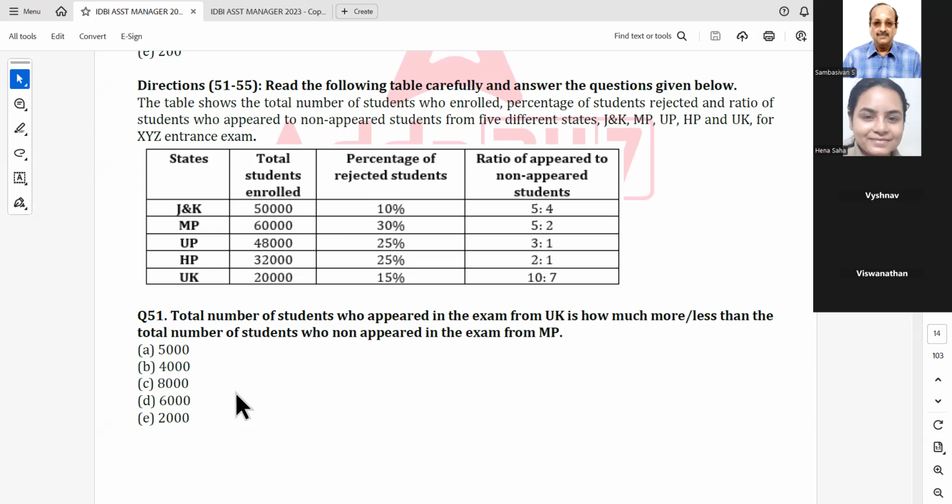Sir, 51 is E, sir. One minute. You have already marked it? Okay, 51. The total number of students who appeared in the examination from UK is 10,000. Correct. How much more or less than the total number of students who did not appear from MP? MP non-appeared is 12,000. So the difference is 2,000. Answer is 2,000. Yes, sir, E. Correct.